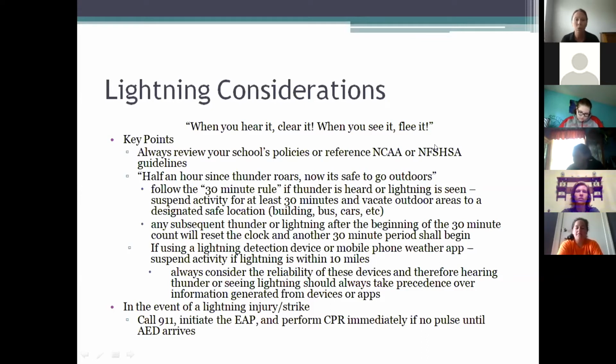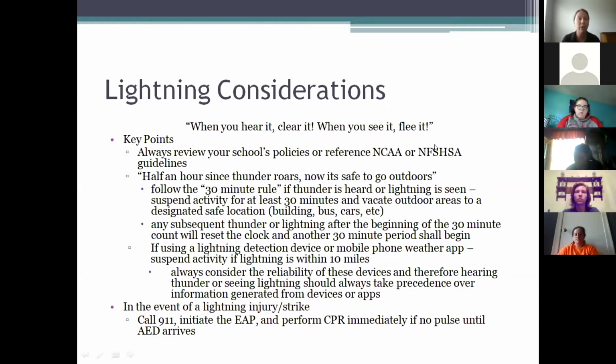Many high schools, many colleges do have devices. We have mobile phone apps for weather as well that we have access to where you can detect lightning and detect its proximity to your location. So if using one of these, you want to suspend activity if lightning is within 10 miles of your field or of your facility, okay?